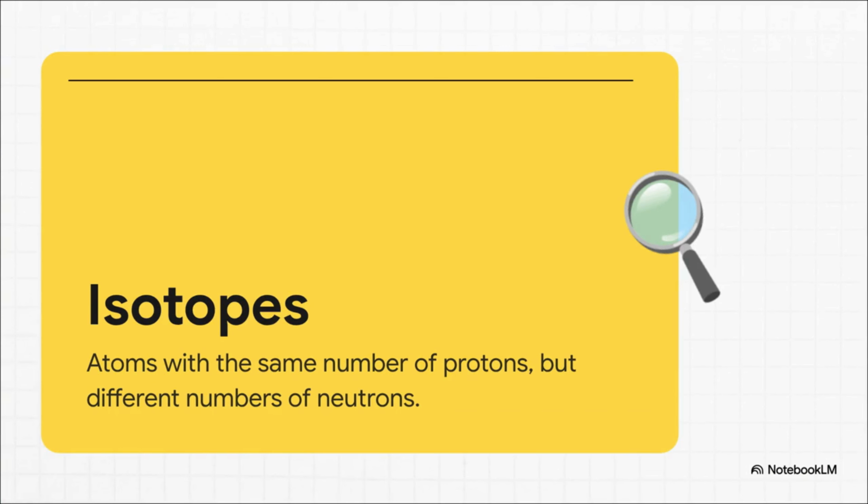So here is the main idea for isotopes. They are atoms of the very same element, which means they must have the same number of protons. The only thing that's different about them is the number of neutrons they have.